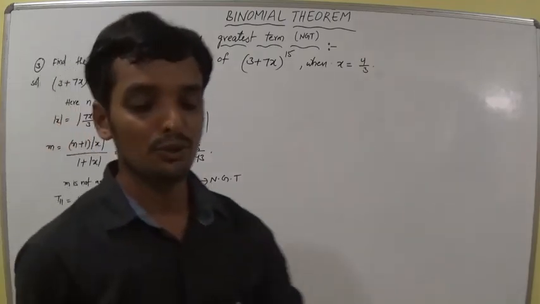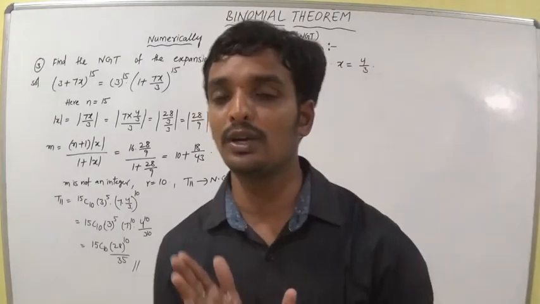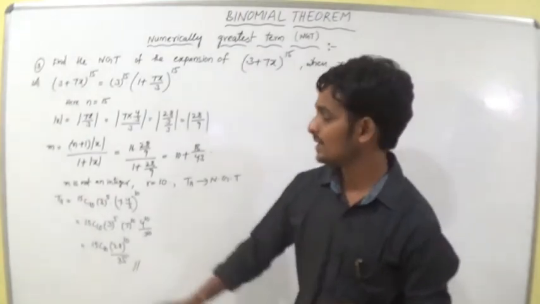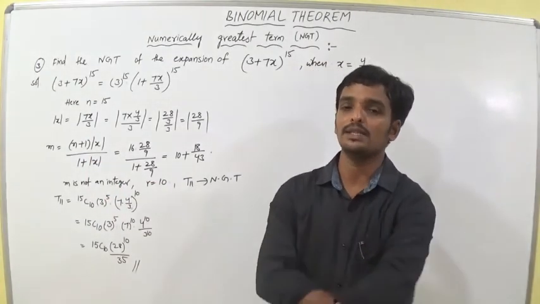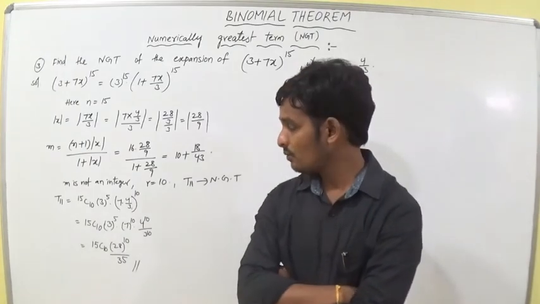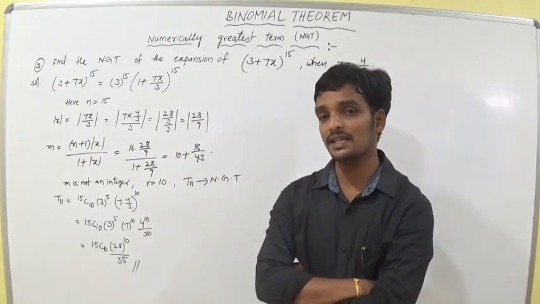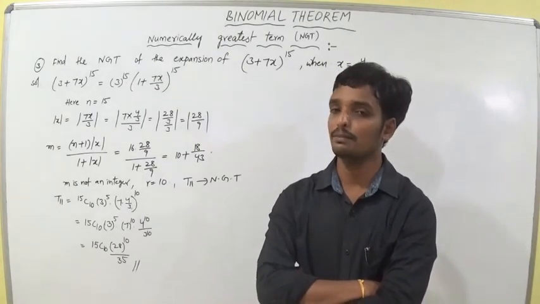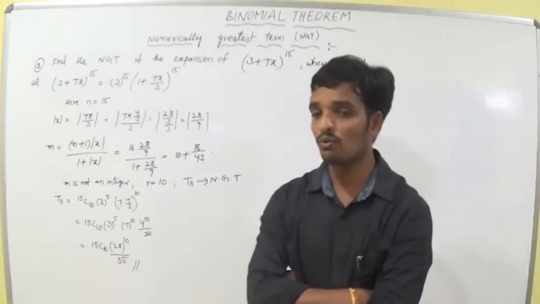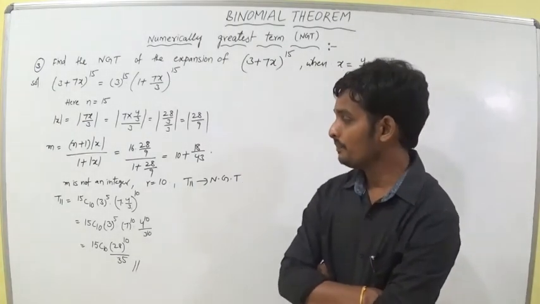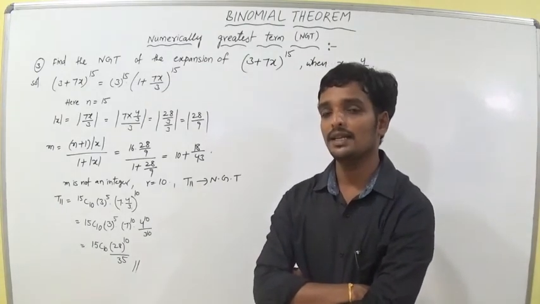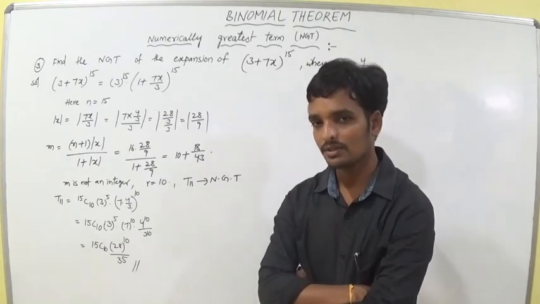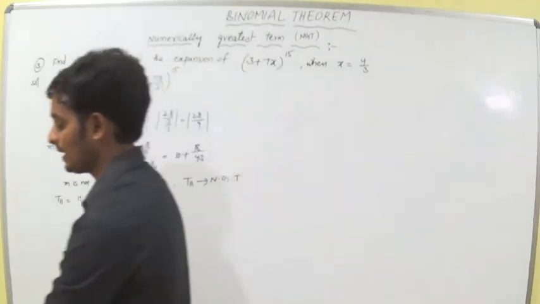Have you understood? So for numerically greatest terms, if you want to find the numerically greatest terms of the given binomial expansion, we have to calculate m. The formula for m is n plus 1 into mod x by 1 plus mod x. If the value m is an integer, then two terms are the numerically greatest, those are tm and tm plus 1. If m is not an integer, we have only one case, that is tm plus 1 is the numerically greatest term. Are you okay, students? Okay. Next, move on to the next topic.